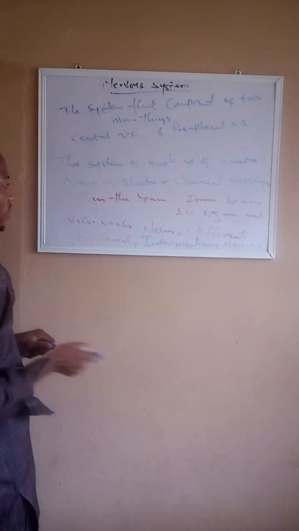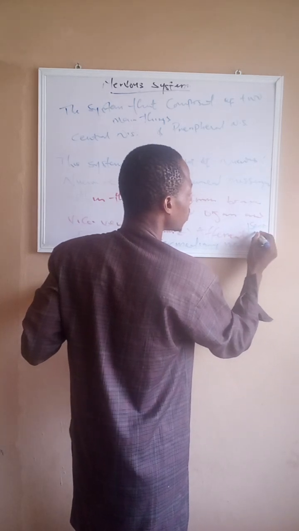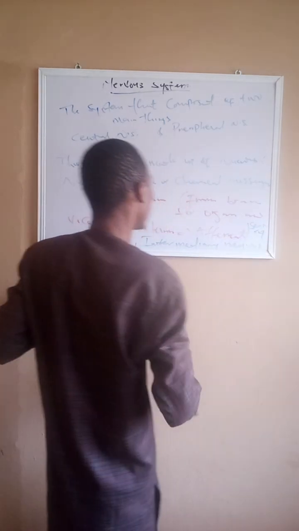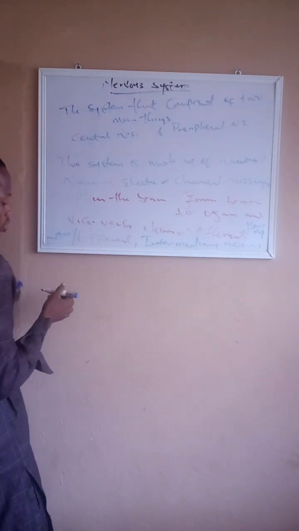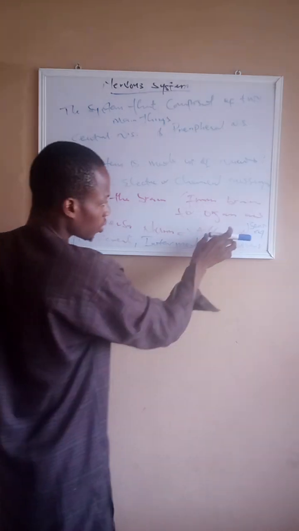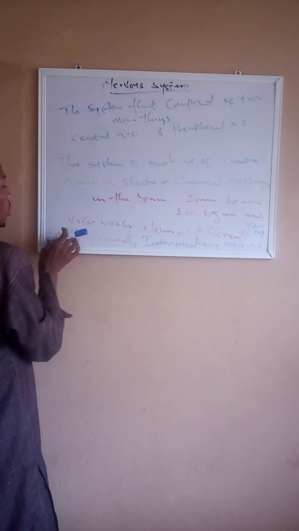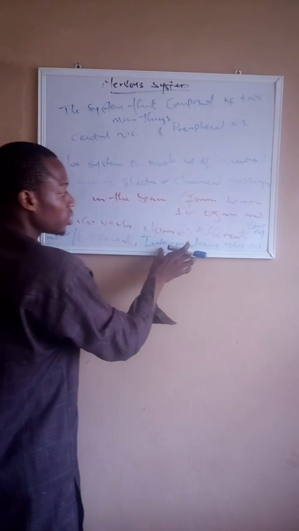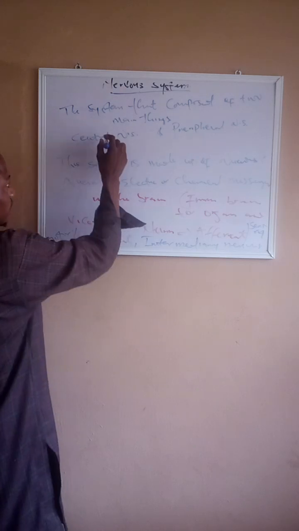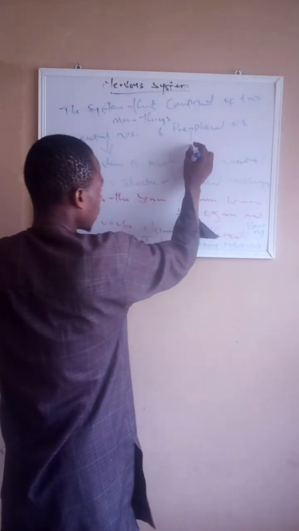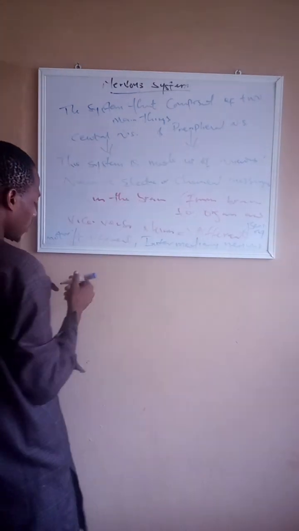At times, the afferent neuron is also called the sensory neuron. The efferent neuron is also called the motor neuron. And the intermediary neuron is still called the intermediary neuron. Now let's come back to the central nervous system. We say the nervous system is composed of two things: the central nervous system and the peripheral nervous system.